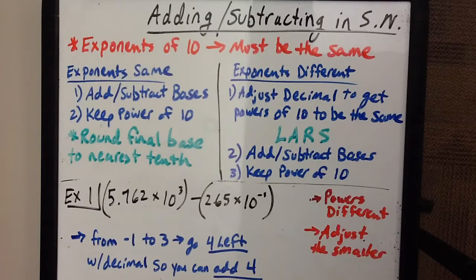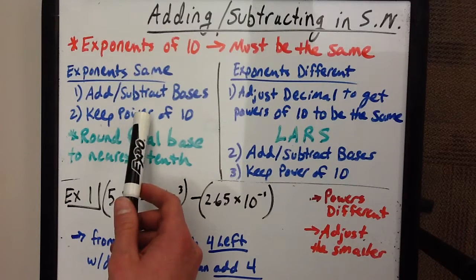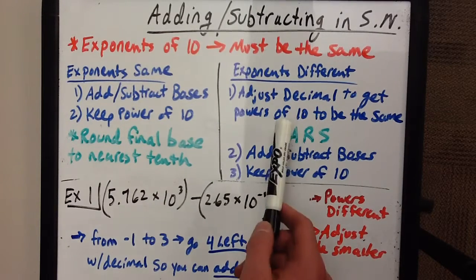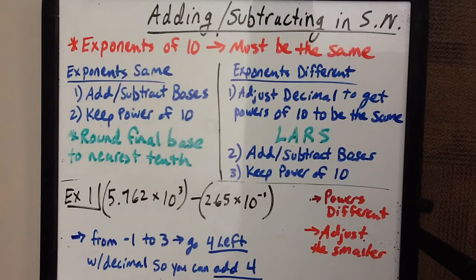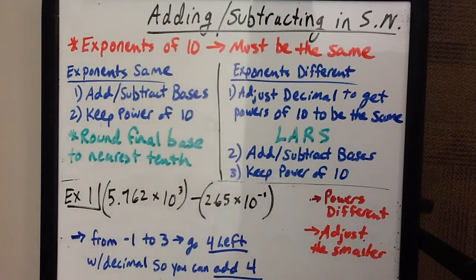In this video, we'll do one example of subtracting numbers in scientific notation with different powers of 10. So remember, if the exponents are the same, you follow these rules. If the exponents are different, you follow these rules right here, which is what we're going to do in this video. So we need to adjust the decimal to get the powers of 10 to be the same, because the exponents of 10 must be the same to add or subtract them.